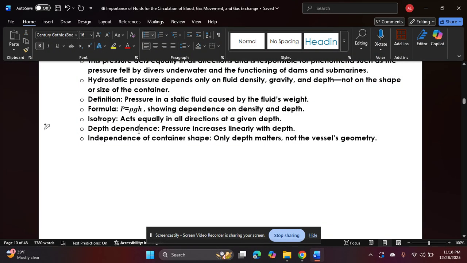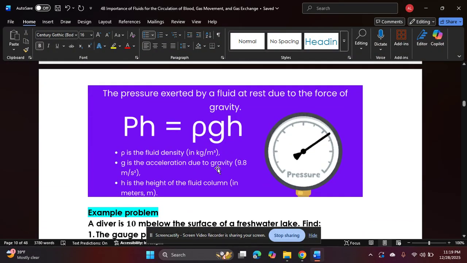Isotropy: it acts equally in all directions at a given depth, right? Depth dependency: pressure increases linearly with the depth, right? So it increases linearly, not horizontally, linearly. Independence of container shape: only depth matters, not the vessel's geometry. So P, hydrostatic pressure, is equal to rho g h, okay? Rho is the fluid density. g is the acceleration due to gravity. h is the height of the fluid column, right?